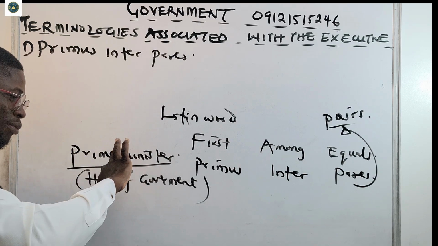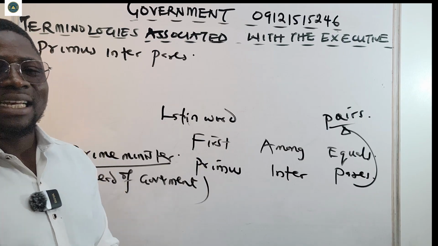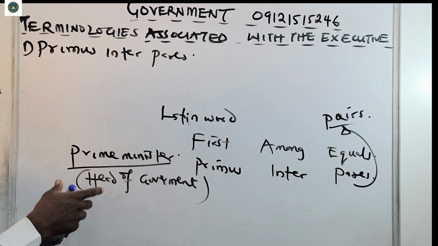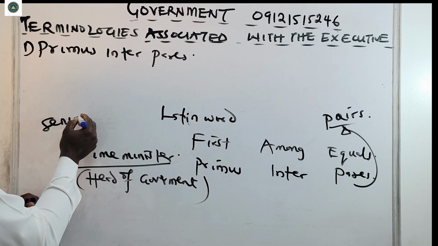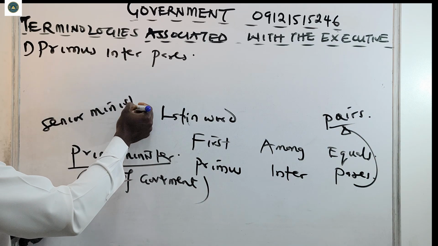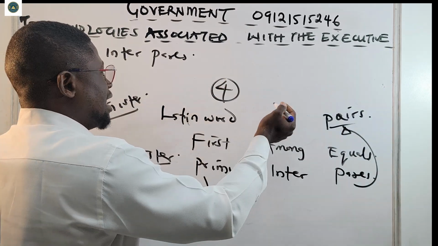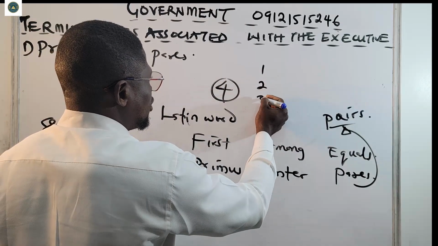all right, and when it comes to where other ministers are, all of them, they are the same, they are equal. Okay, just that he is the head. Okay, it's like he's the senior minister. All right, it's just like a family that has 4 children. Okay, you have the senior one, the second one, the third one, the fourth one.